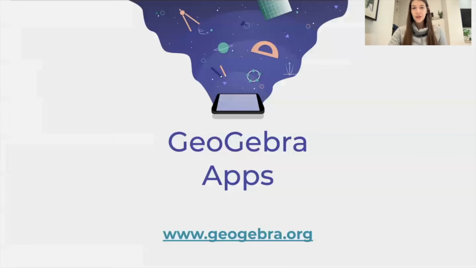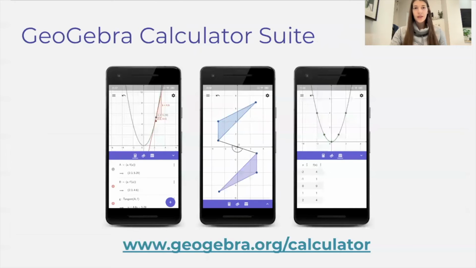Then I also want to show you what's new on the app side. We created a new app. The app is called the Calculator Suite. This app combines all our other apps. So for example, the graphing calculator, the geometry app, the 3D calculator, and the CAS app are now combined in one app. And you can switch between these perspectives in the Calculator Suite.